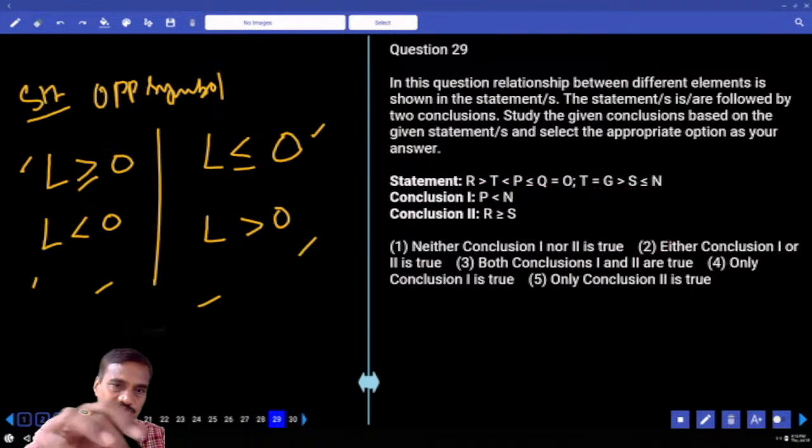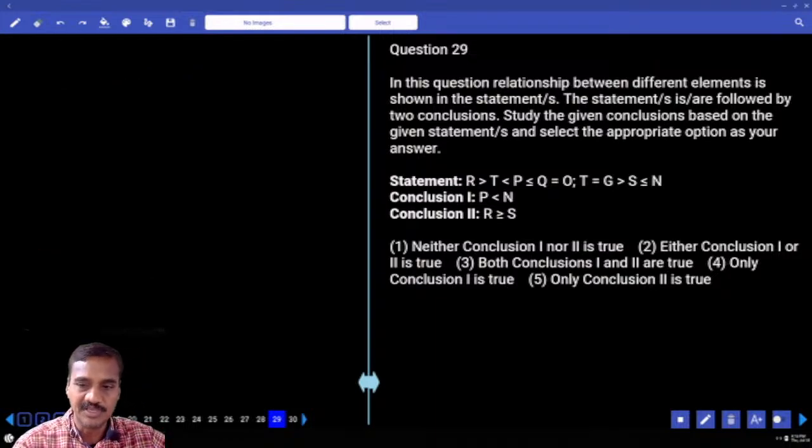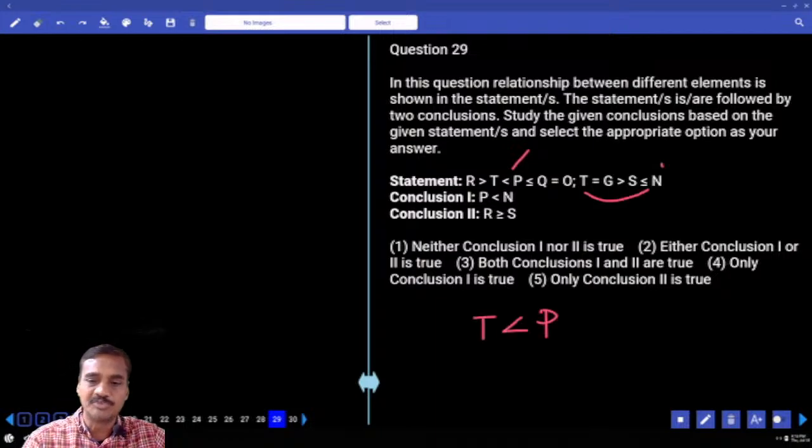My 29th one, P and N. Now P is here, N is here. P and N, which element is common? T is common. T is lesser than P, and T to N is the opposite symbol. Opposite symbol on the right.